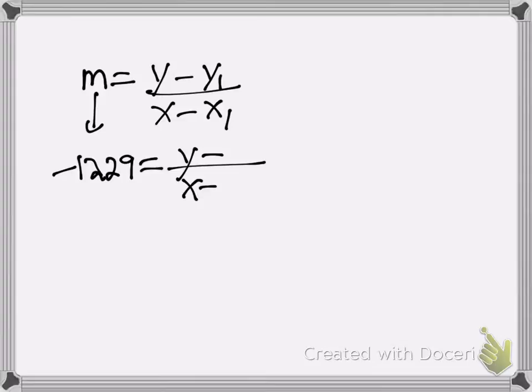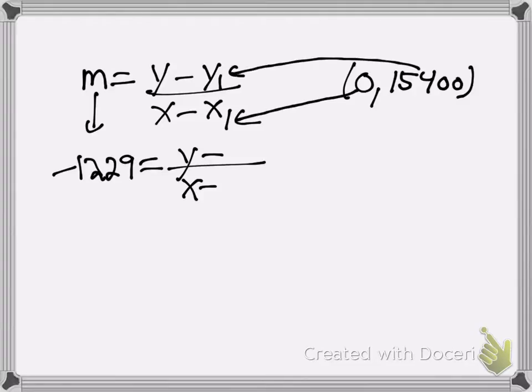Plug in the x1, y1. Now, what's the x1, y1? Well, either pair. We had two pairs of numbers, didn't we? The easy one was the 0 and 15,400. I'm going to go with that pair, but you could do the other pair and that would work just fine. It doesn't really matter. I'll plug the x in for x and the y in for y. So this will be 15,400, and this will be 0. Pretty good so far?